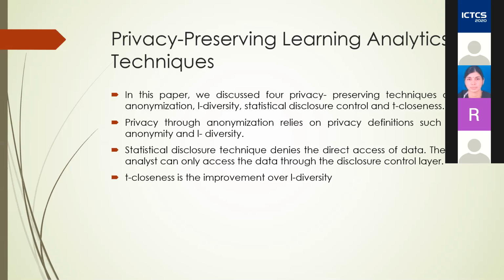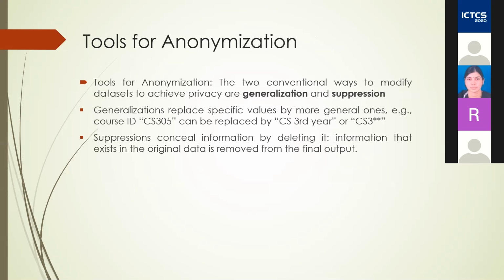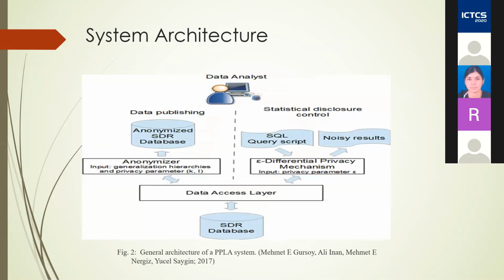So we have these four techniques in this paper. With the help of K-anonymization and L-diversity, we anonymize the data, apply these algorithms, and give the generalized, published data to the data analyst. And in statistical disclosure control, there is an interface by which the data analyst can access the data, and we introduce noise into the result of that data, and that provides security to the data.